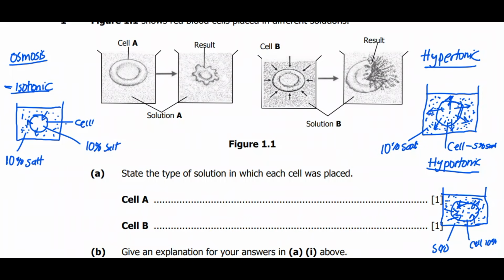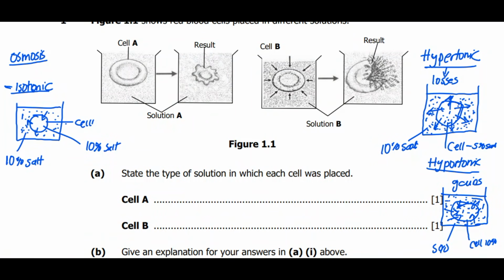So in order to summarize, what we are saying is, in a hypertonic solution, the cell loses water. In a hypotonic solution, the cell gains water. That's a key point here. So let's look at question A. State the type of solution in which each cell was placed.